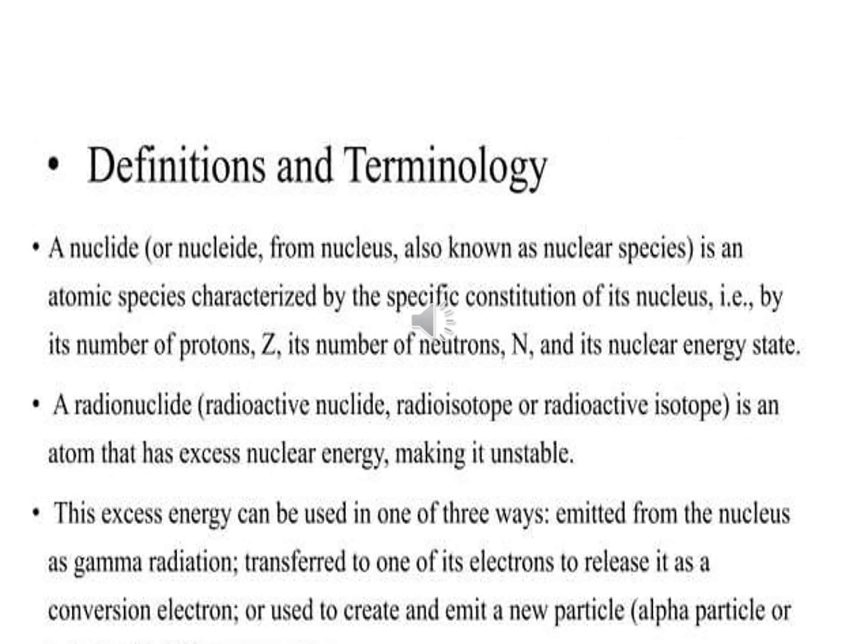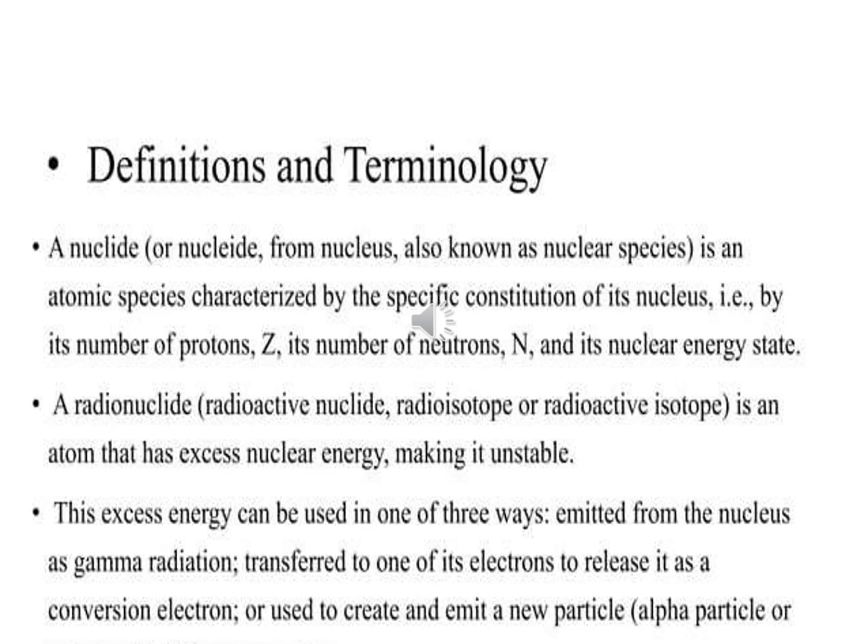Definitions and terminology. A nuclide, or nuclear species, is an atomic species characterized by the specific constitution of its nucleus, that is, by its number of protons Z, its number of neutrons N, and its nuclear energy state.